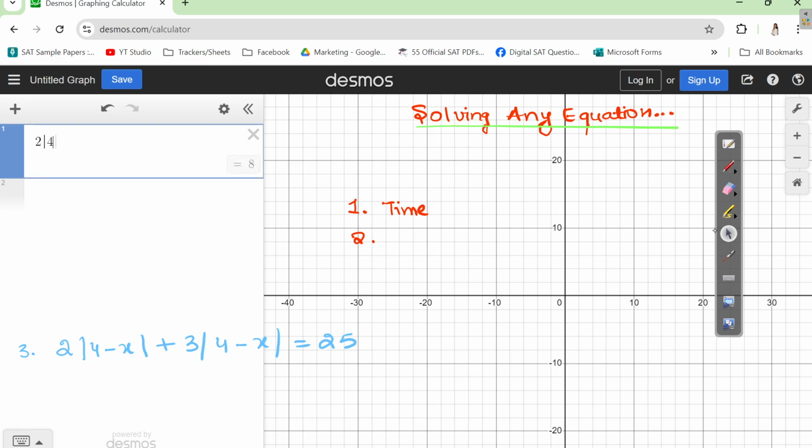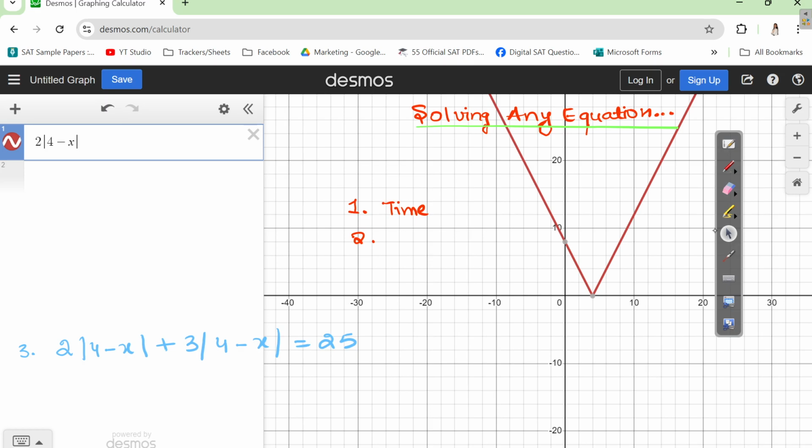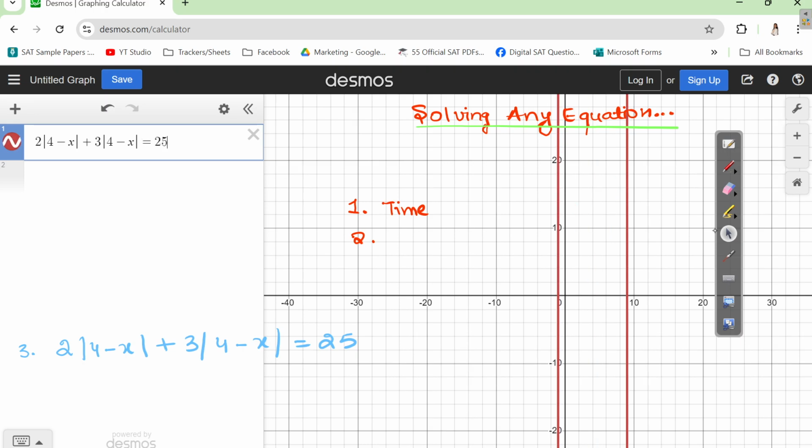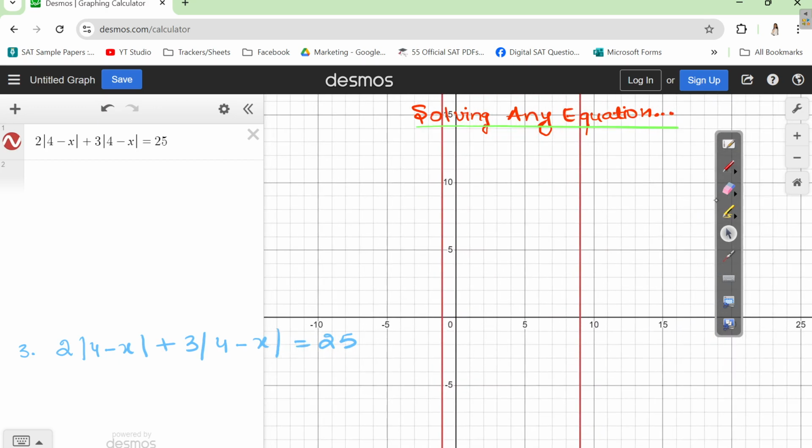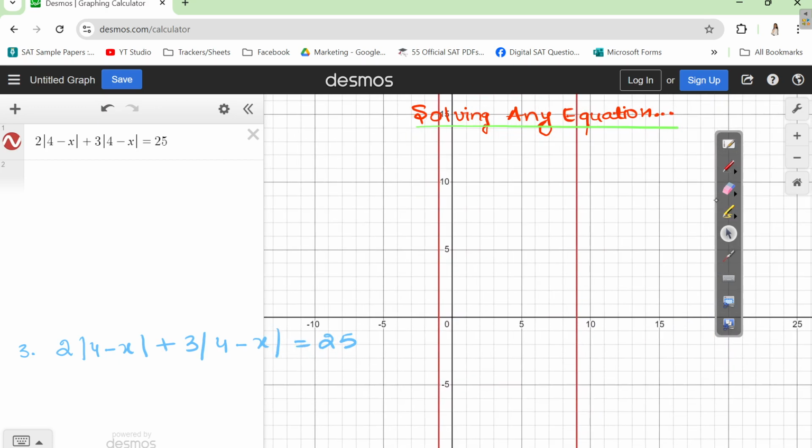Okay, so let's type this equation. 2 times |4 minus x| plus 3 times |4 minus x| equals 25. And again you're getting these weird straight lines. I don't like this graph. You remember what you have to do to get rid of these lines and to get the actual graph: you plot them separately.